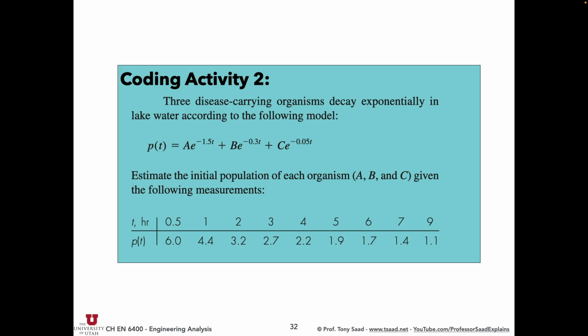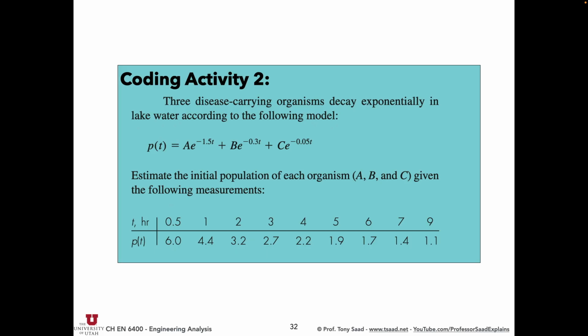Okay. Estimate the initial population of each organism given the following measurements. So now they're asking us to extrapolate, to go to t equals 0: what is the population of these organisms? And each one of them separately, okay?